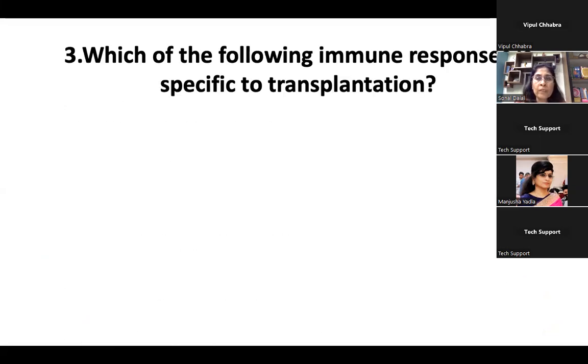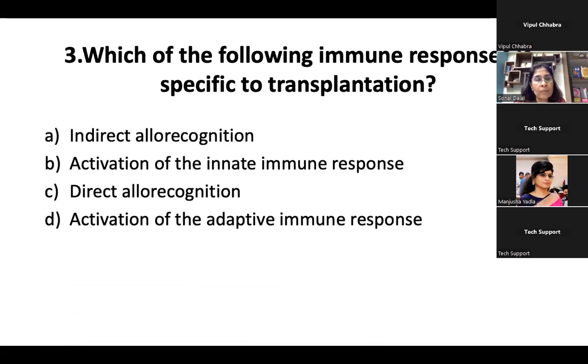Question number 3. Which of the following immune responses is specific to transplantation? Option A, indirect allorecognition. Option B, activation of innate immune response. Option C, direct allorecognition. And option D, activation of adaptive immune response. Time starts now.